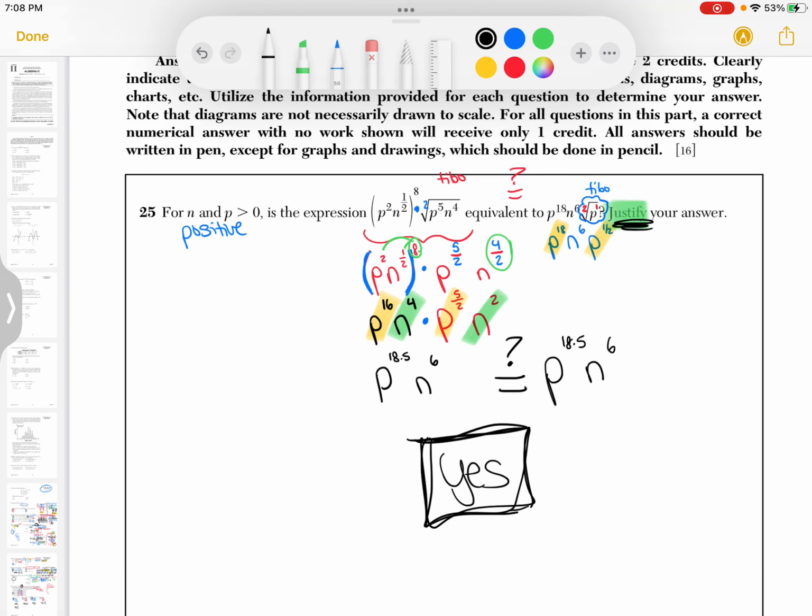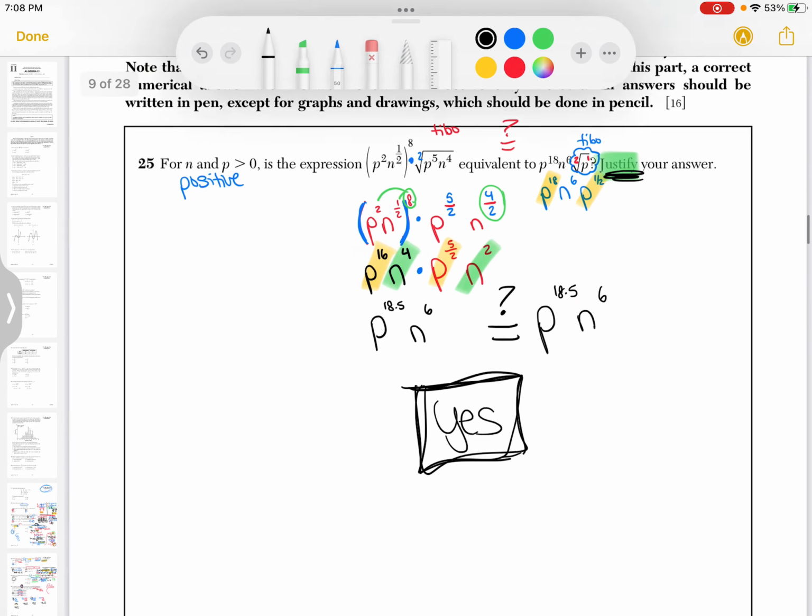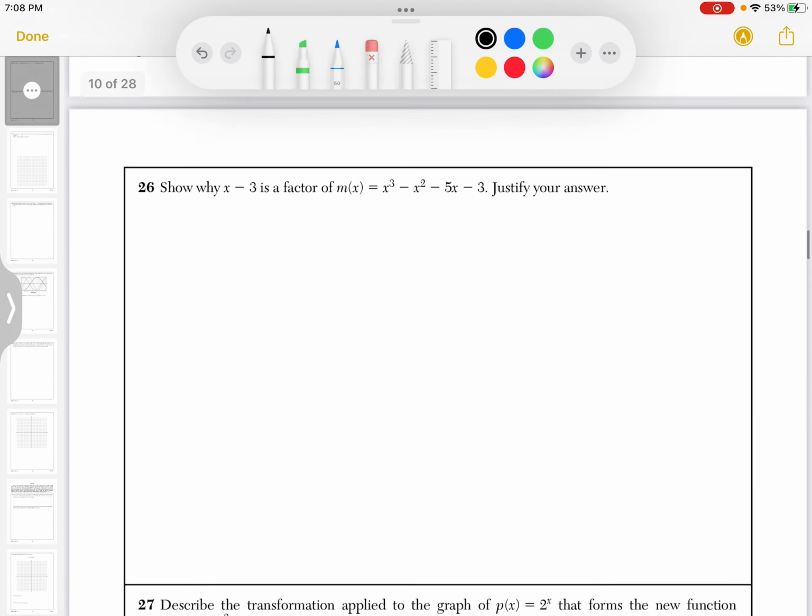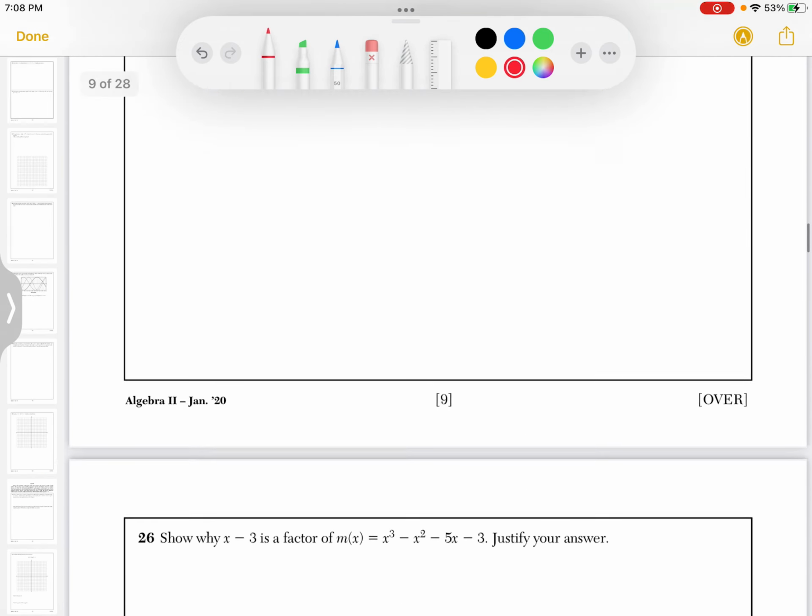If it said explain, you would have to put words to what you did. So you'd have to say, I simplified the radical, then I added my exponents together when I multiplied, and so on. If it just says justify, your math is justification enough.